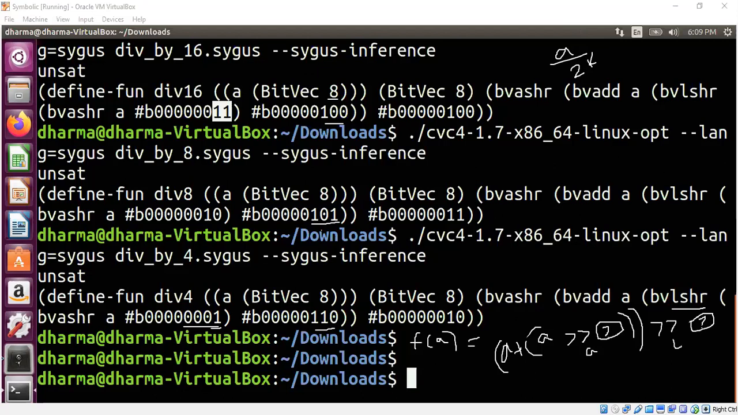And then the final step is doing a shift right. We have to talk about this one. So we do a shift right, this time an arithmetic shift right by another constant. If you do this, you are able to compute f of a, which is basically a divided by 2 power k.